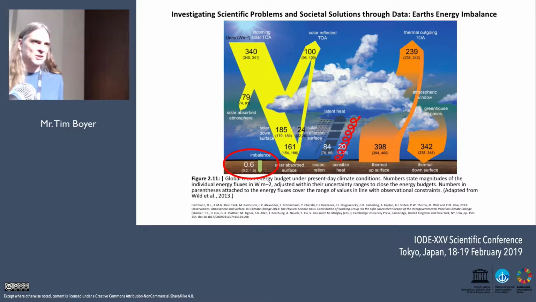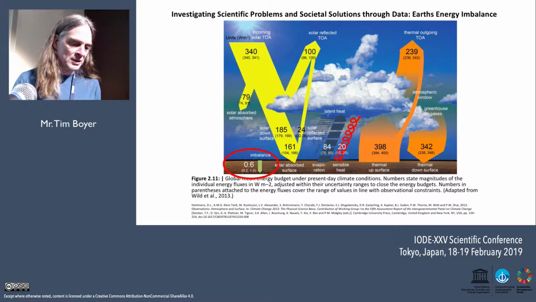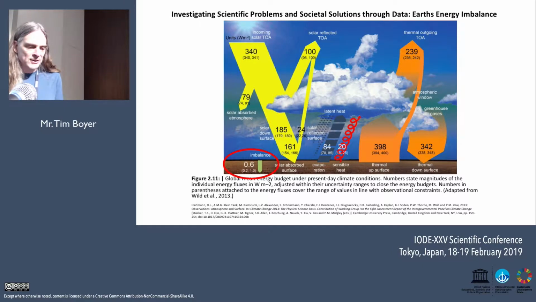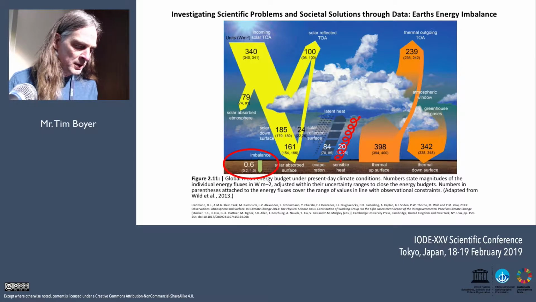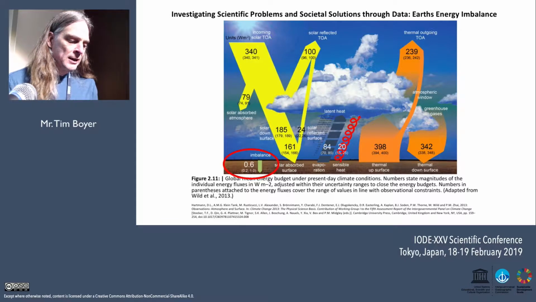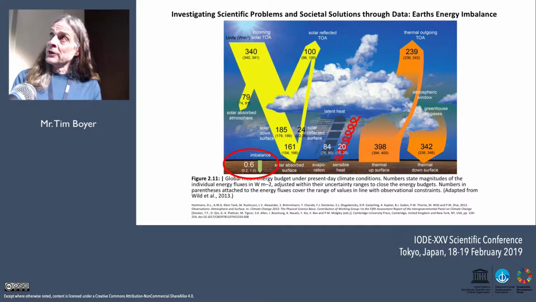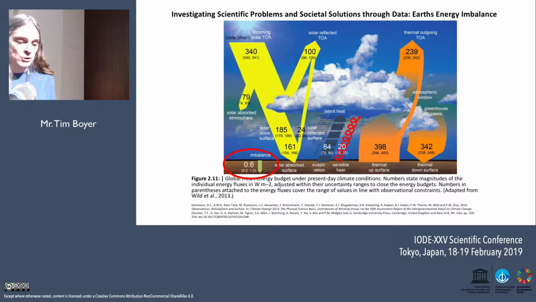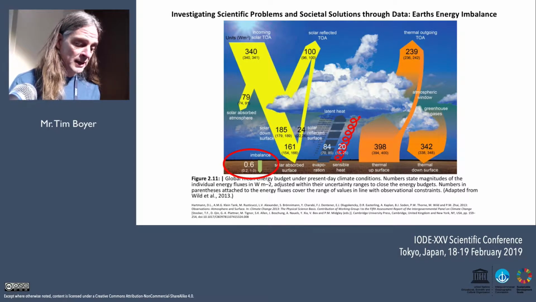And this is a big picture, very big picture, investigating the scientific problem and societal solutions. We're going to look at the Earth's energy imbalance. So this is from the IPCC, the Intergovernmental Panel on Climate Change report in 2013. And it's a diagram of the Earth's energy system. And the units are watts per meter squared, and the incoming solar radiation is in yellow on the left there, and on the right is the outgoing, or not outgoing, long wave radiation.